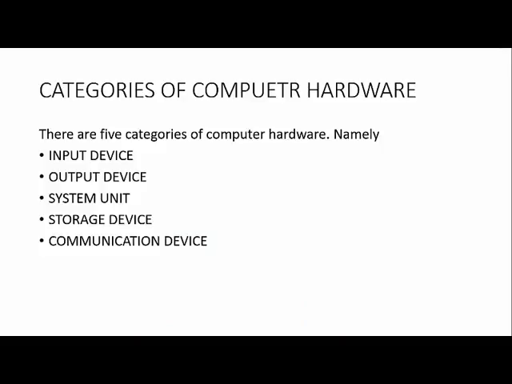Now, categories of computer hardware. There are five categories of computer hardware. Namely, we have the input device. Second, we have the output device. Third, we have the storage device. Fourth, we have the system unit. And then the last one is the communication device. Now, let's try to know each and the function of each category of computer hardware.